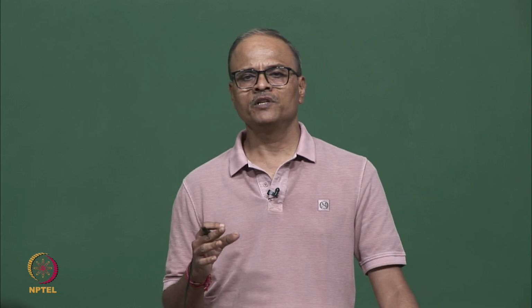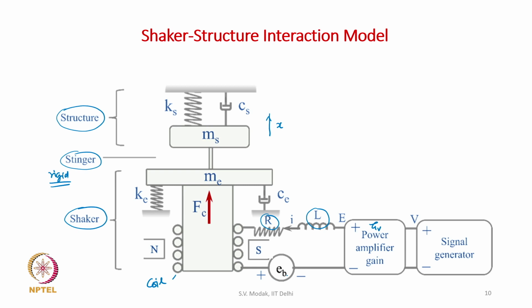If we represent this back EMF by EB, then its polarity is opposite to the voltage E which is inducing current in the armature circuit. That is why we see in the figure that the polarity of EB, the back EMF, is shown opposite to the polarity of E. So, this gives us a lump parameter electromechanical model of the shaker structure system. Now we are going to write the fundamental equations governing the working of this system, and then we will determine the FRFs based on those equations.